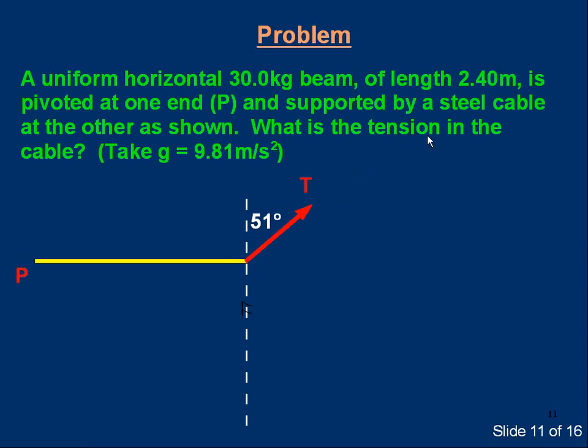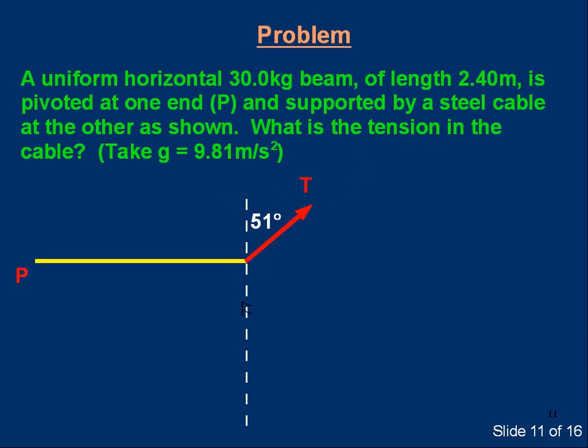So the question is, what is the tension in the cable? What force is supporting the beam? G is 9.81 meters per second squared. Pause, see if you can solve that for yourself. Okay, let's go through it.